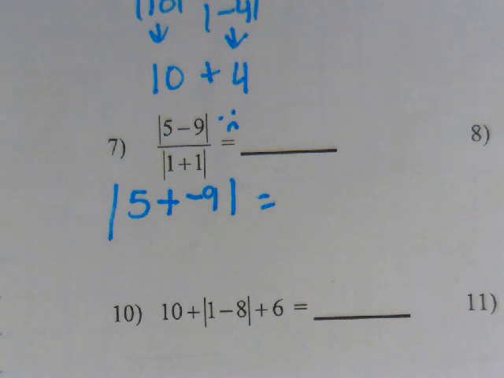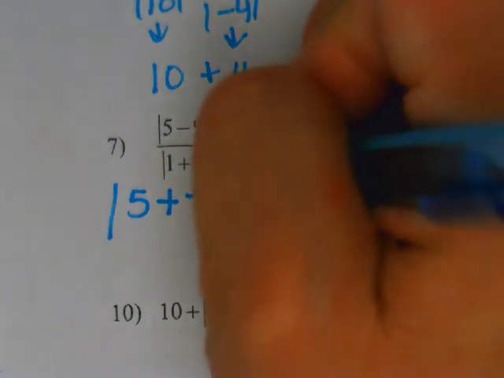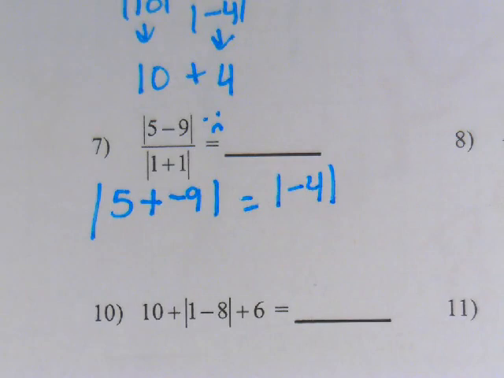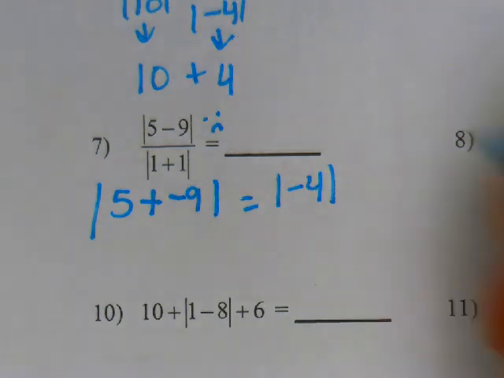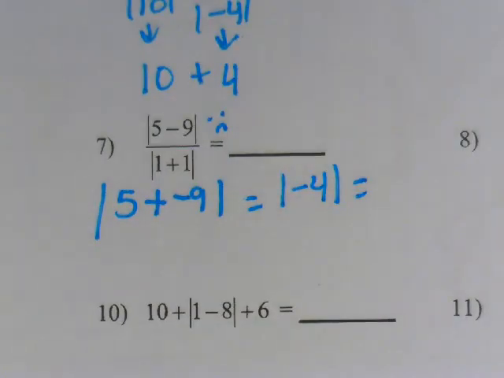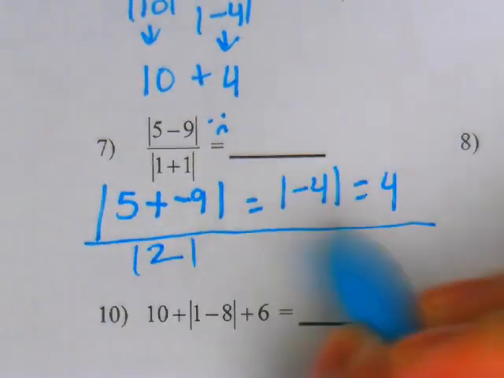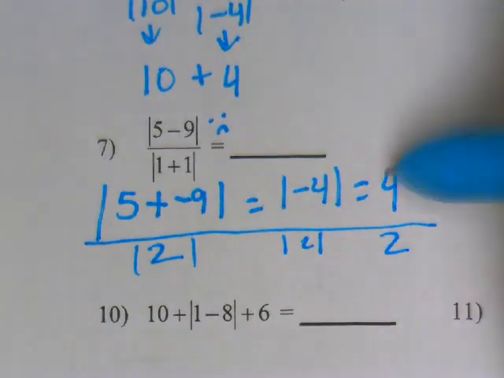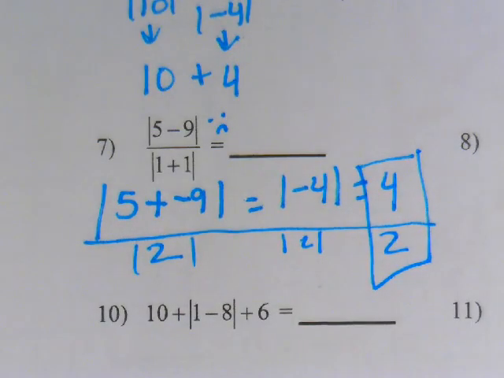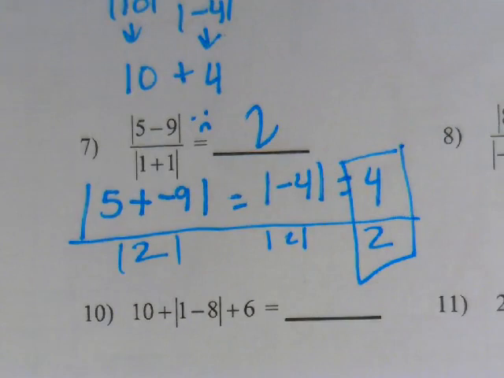Just kidding. All right. What's 5 plus negative 9? That's negative 4. Why is it negative? Because the 9 is bigger. The 9 has more. So it is negative 4 because the 9 has more, but it's still in the bars, so we take it out and we get 4. And then 1 plus 1 is 2, so we know it's 2. So what's 4 divided by 2? 2, which you got a long time ago, which is good.